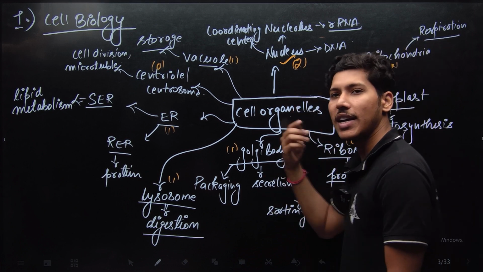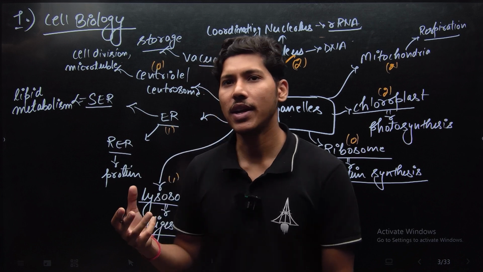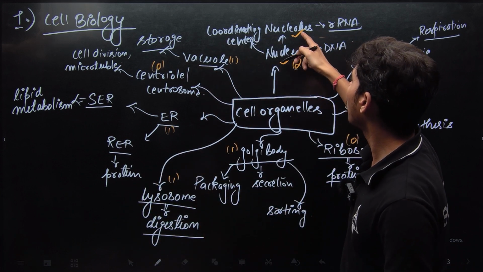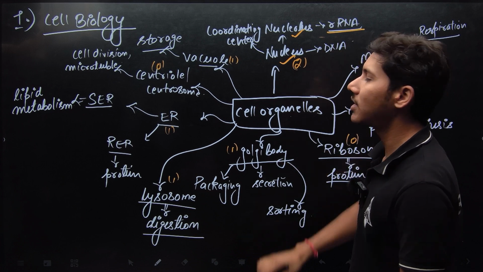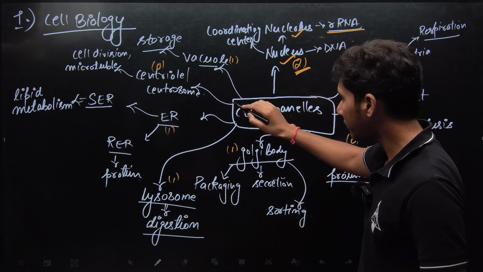The nucleus contains DNA. It is the central coordinating unit of the cell, just like the brain of our body. It includes structures like the nucleolus, where rRNA synthesis happens. Okay, this is a double membrane system.